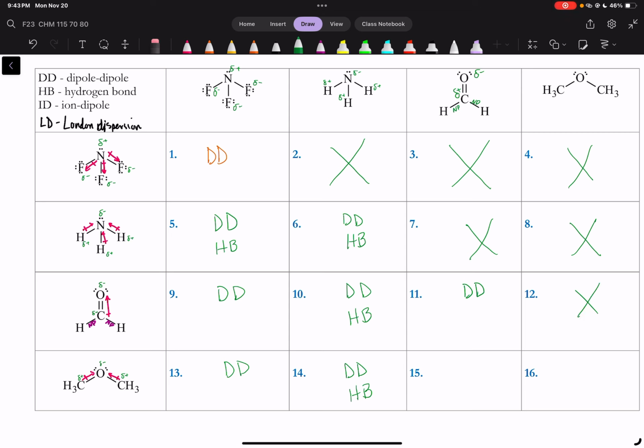Looking at number 15, similar story. We have positively charged carbons in both molecules, and then negatively charged oxygens in both molecules, so dipole-dipole is the only thing possible. And then finally, when we look at 2 ether molecules interacting, we have a negatively charged oxygen, a positively charged carbon, another positively charged carbon, and again, they're polar molecules, so dipole-dipole is present, but no hydrogen bonding.